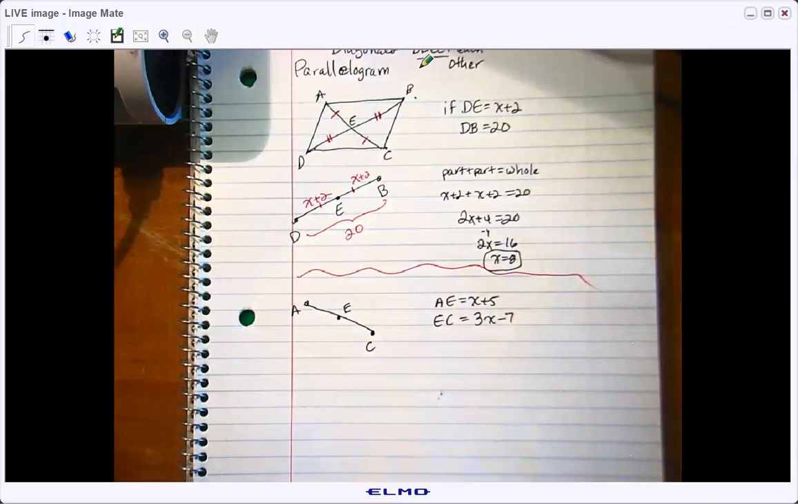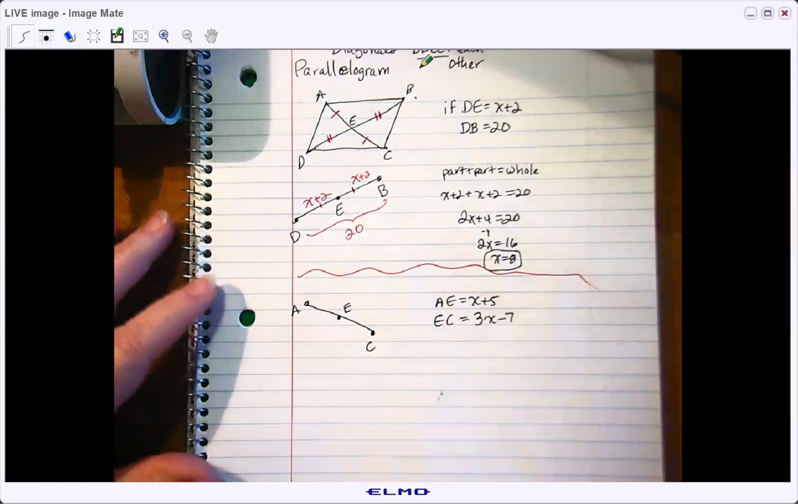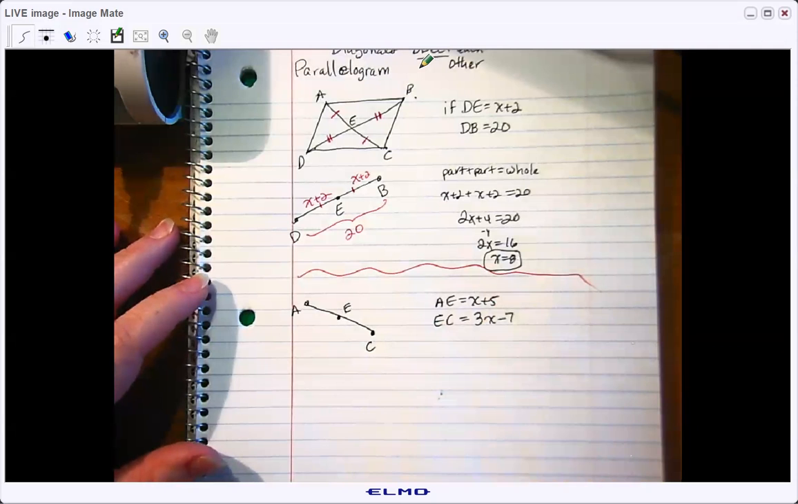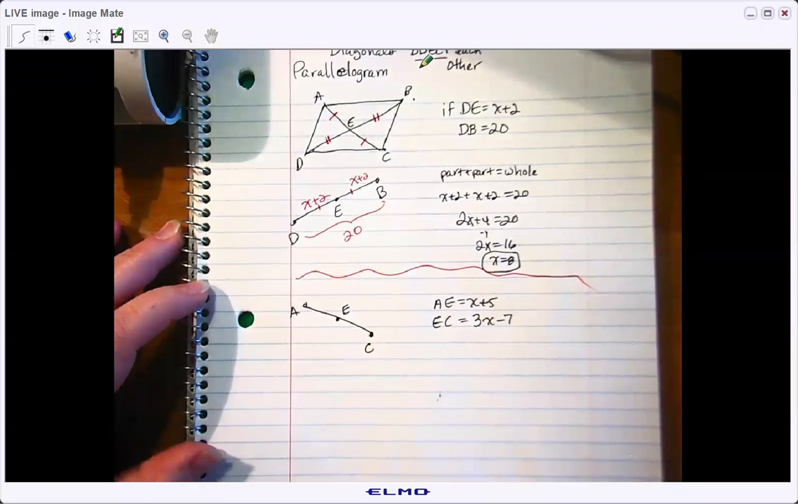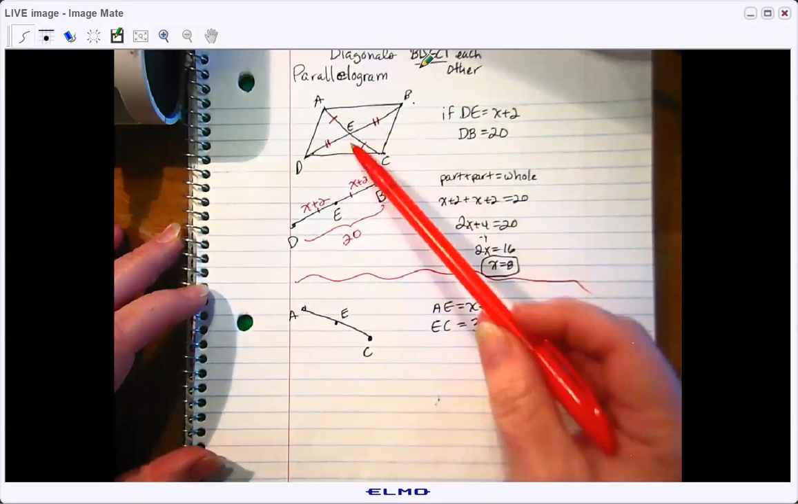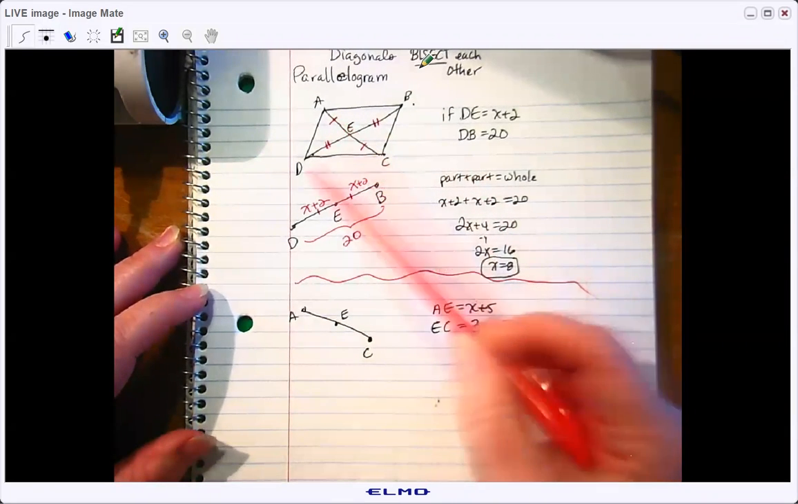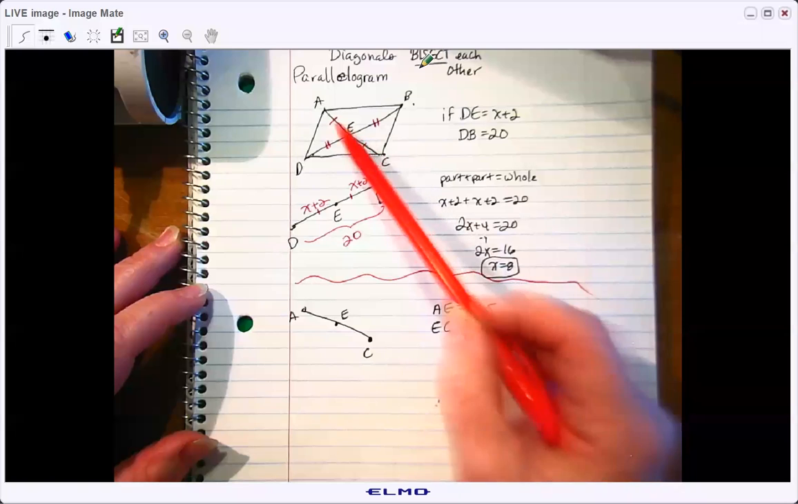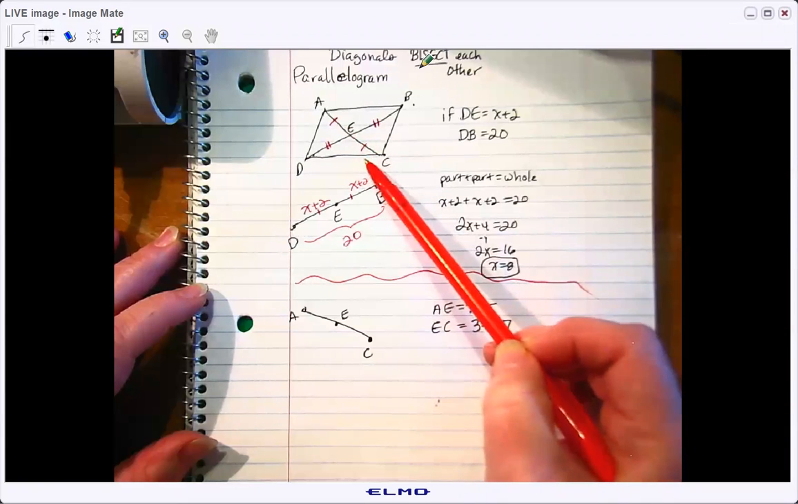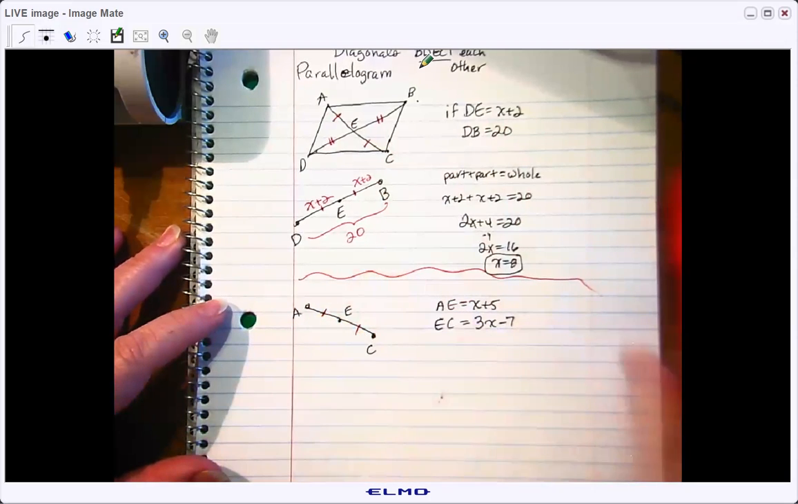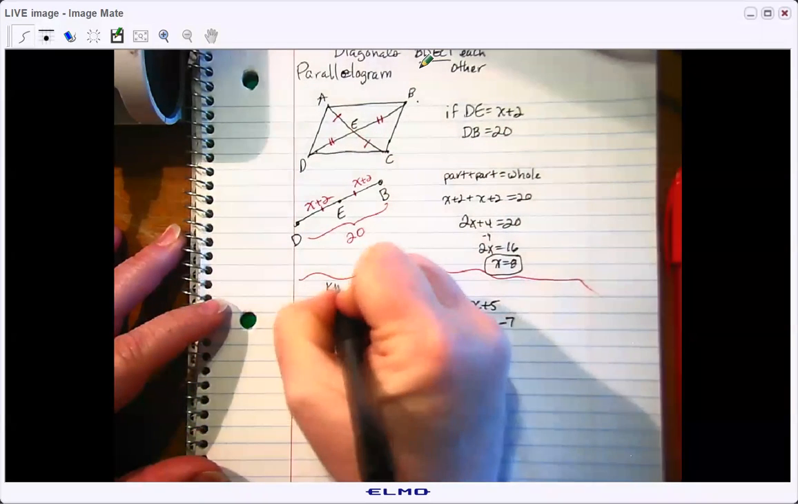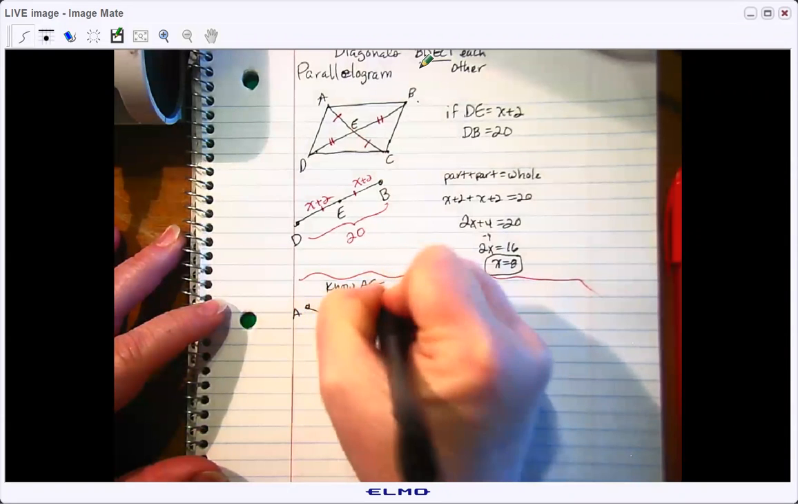You equal them up to each other? Yes. Why are they equal? You're right, but do you remember why? No. Okay, no, you're fine. Because up here, remember we said that the diagonals bisect each other, so that means we know that each half is equal to the other half. So we know that AE is equal to EC.